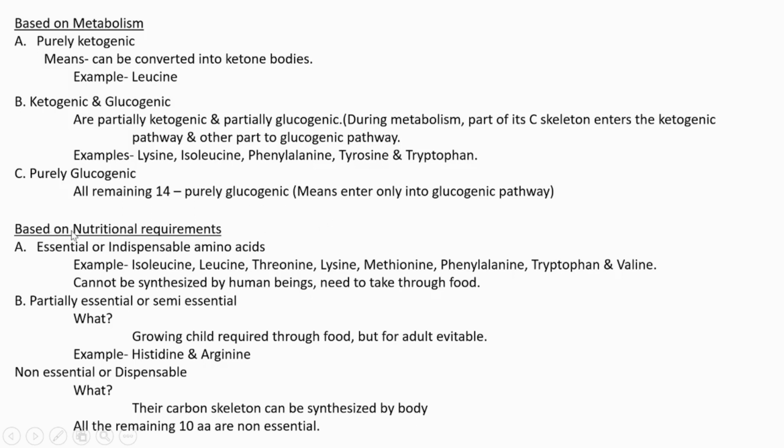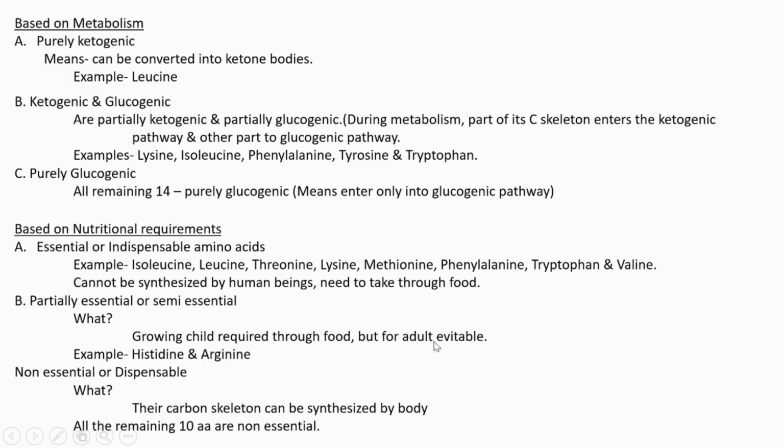Next, another classification based on nutritional requirements. The first subclassification under this is essential or indispensable. That means our body cannot synthesize this type of amino acid. Examples are isoleucine, leucine, threonine, lysine, methionine, phenylalanine, tryptophan, and valine. Then partially essential or semi-essential. That means in children, it is required through food. We need to supplement it, as a child's body cannot synthesize it.